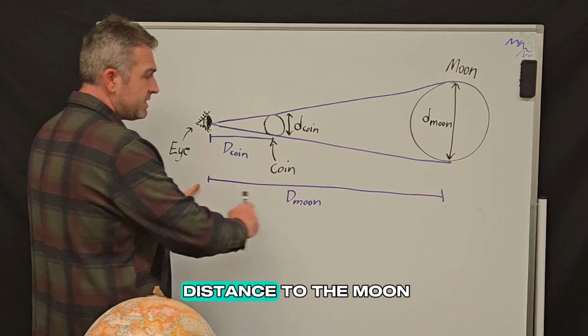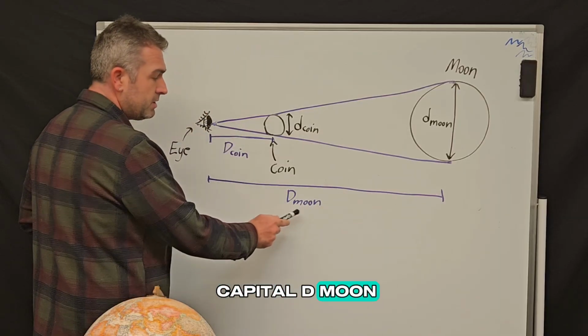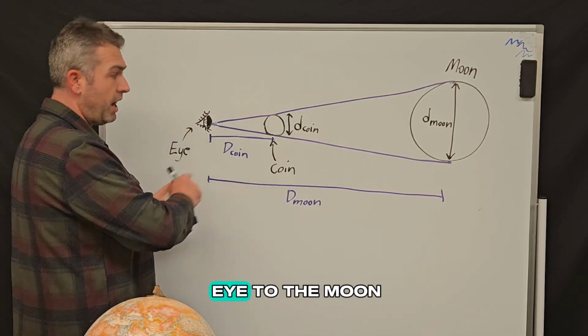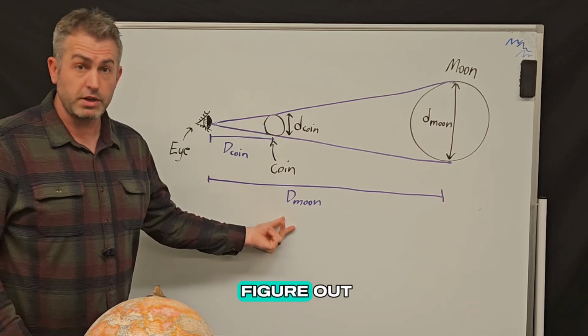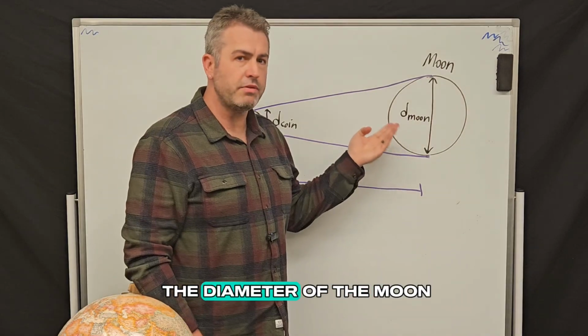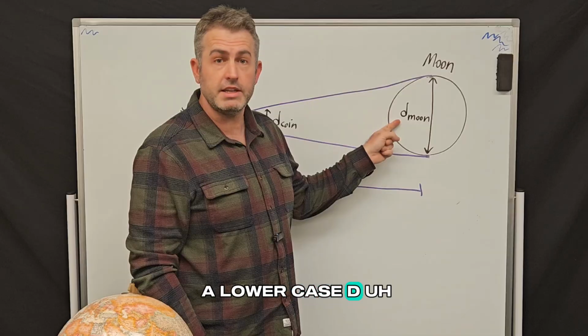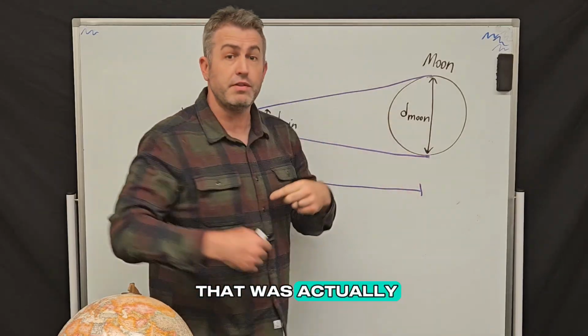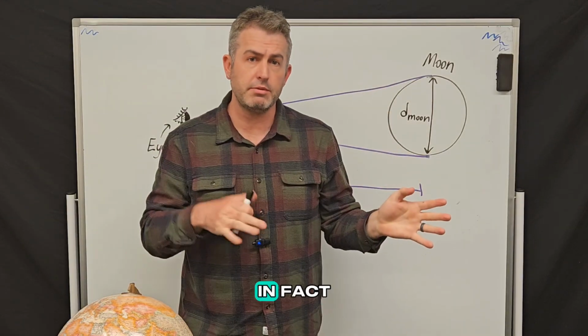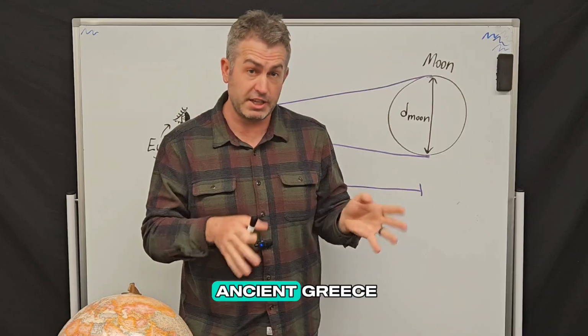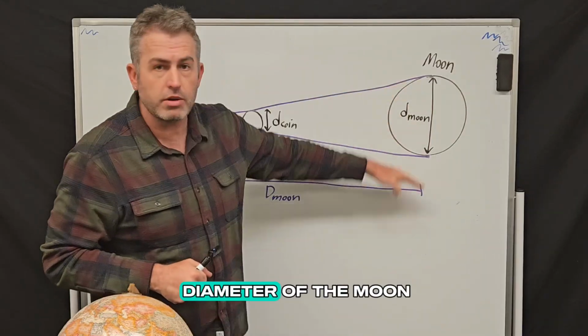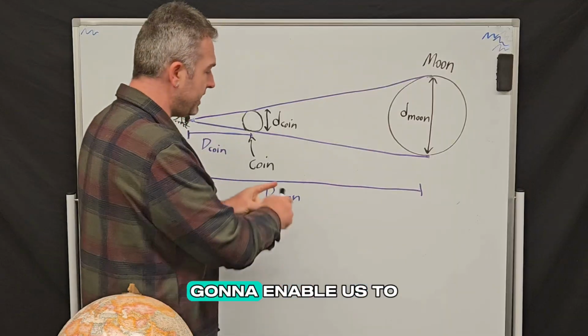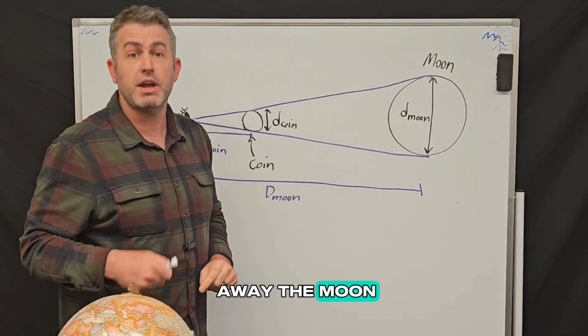Then we have the distance to the moon. So that's going to be capital D moon. So D moon is the distance from your eye to the moon. And that's what we're here to try to figure out. And then we have the diameter of the moon, which we're representing with a lowercase d. This is a value that was actually figured out in a prior experiment. In fact, it was figured out as far back as ancient Greece. So we knew the diameter of the moon at this time, and that's going to enable us to figure out how far away the moon actually is.